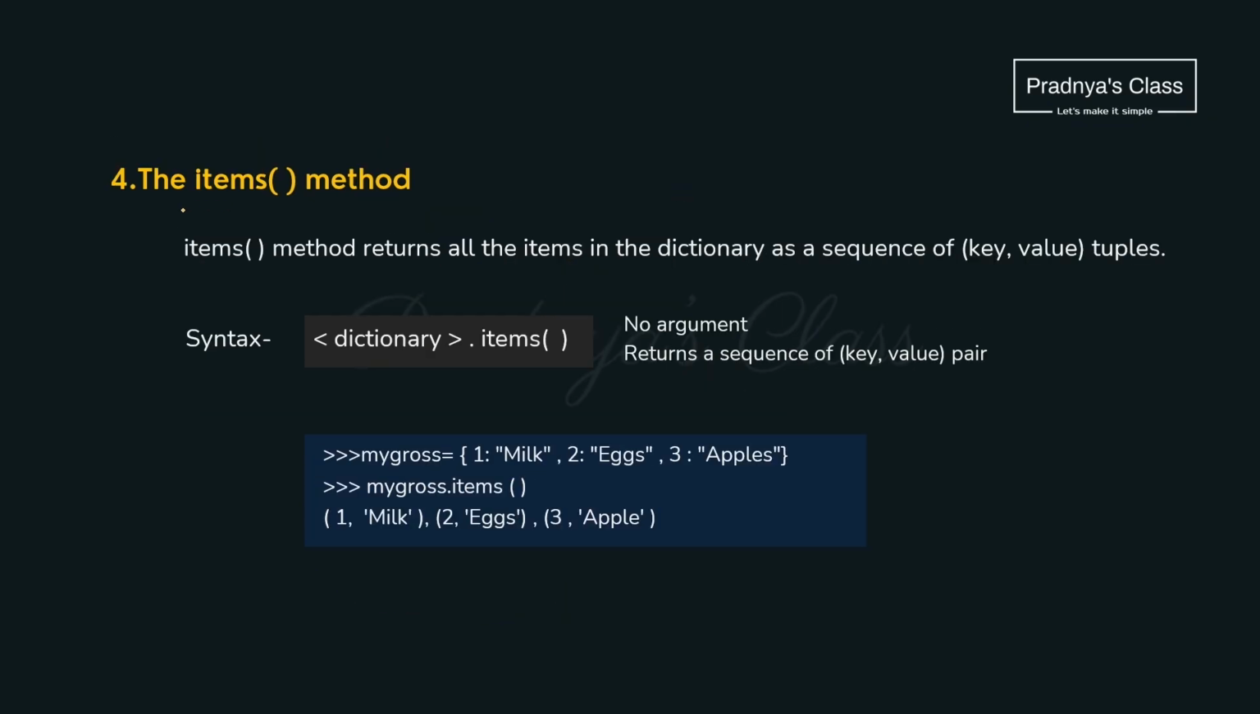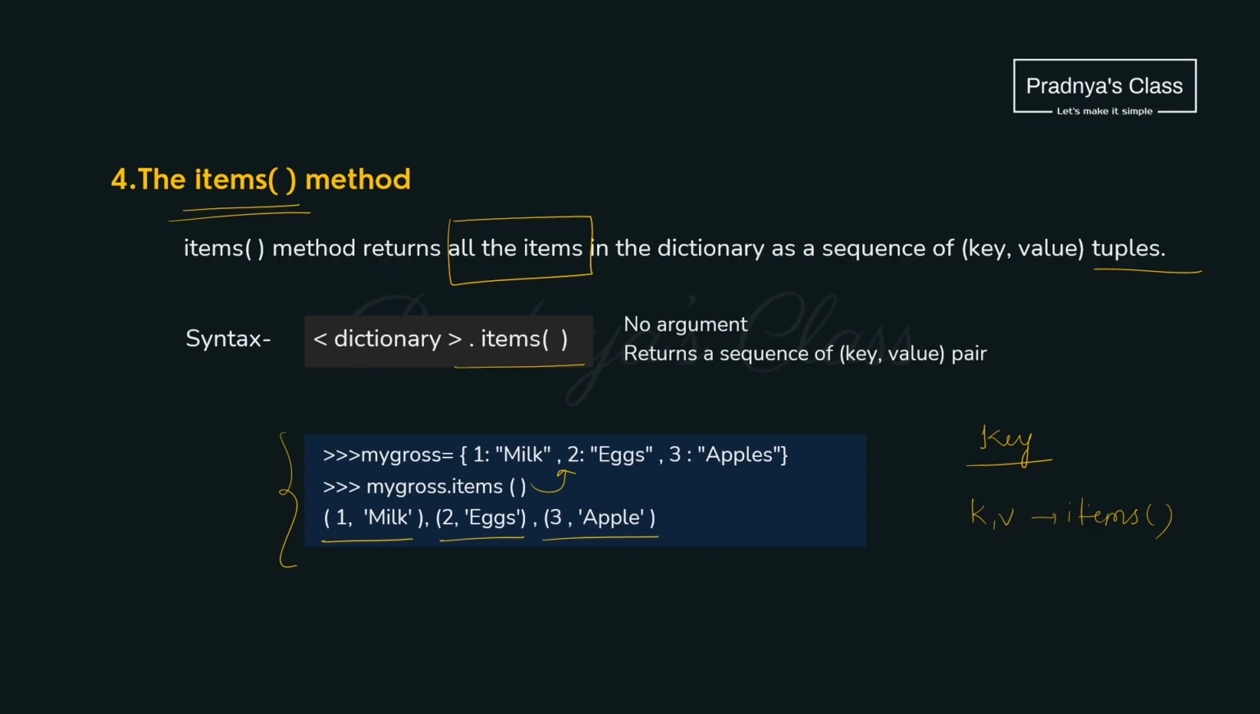This is one of the important methods we will be using in case of dictionary, because when we iterate over the dictionary, by default we iterate over key. But if you want to iterate over both key and value, then we will be using the items method of the dictionary. It returns all the items but in the form of tuple. There is no parameter for this method.